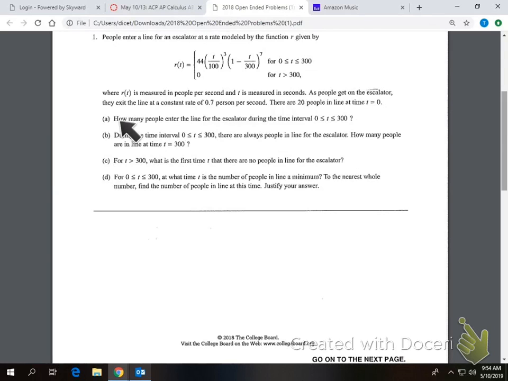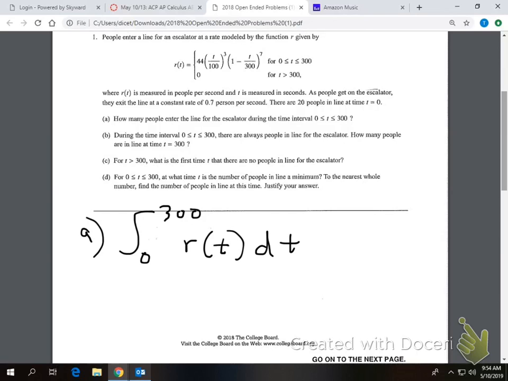All right, A. How many people enter the line for the escalator during the time interval 0 to 300? Okay, I didn't ask how many total people have gone through the line. How many people enter the line? So we don't care about that 20 at the beginning. All I want for A is simply going to be the integral from 0 to 300 of R(t) dt.